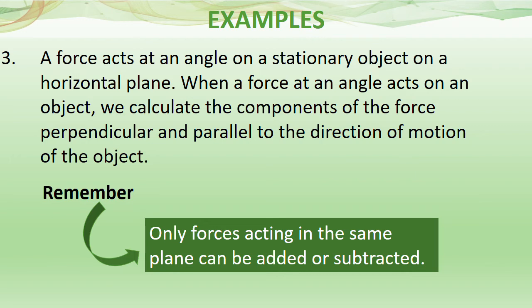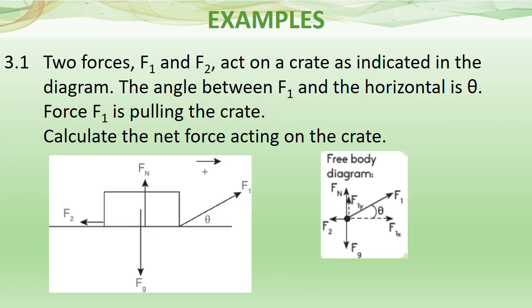Nommer 3. 'n Krag werk teen 'n hoek op 'n voorwerp wat op 'n horisontale vlak rus. Wanneer 'n krag teen 'n hoek op 'n voorwerp inwerk, bereken ons komponente van die krag loodreg en parallel aan die bewegingsrigting. So it looks like this. Okay. Remember I told you guys, when we are drawing the free body diagram, I would rather you leave this one out and draw those two. And you're going to see why now.